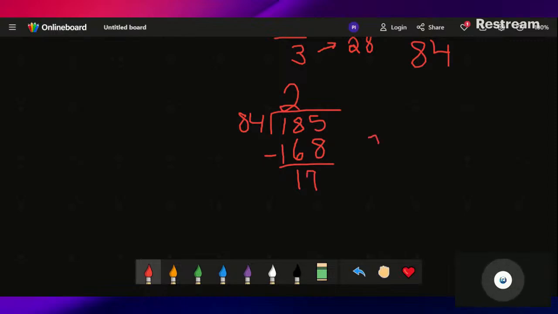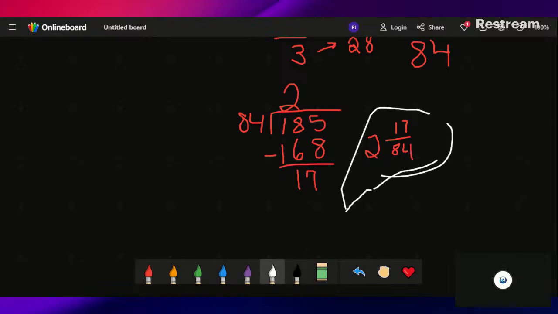So let's write out our answer here. We have 2, 17, and 84. And this is going to be our final answer. All right, that's our final answer.